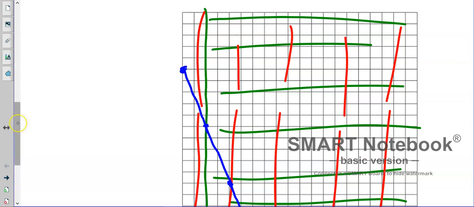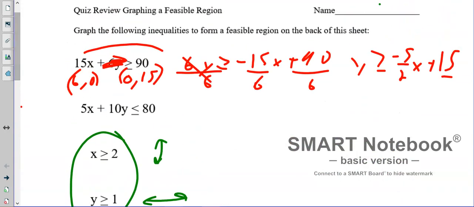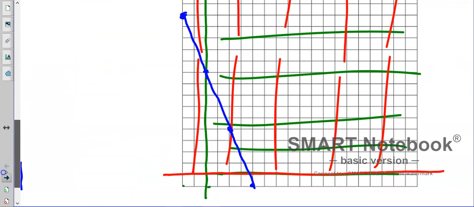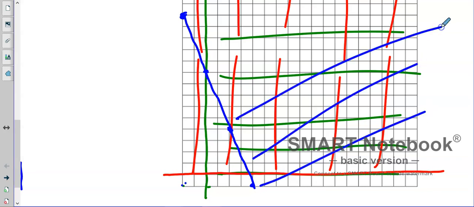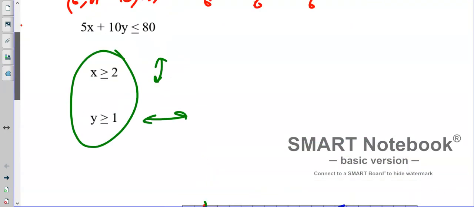All right. Now, I need to test to see which side of the line I'm shading on. So I'm just going to plug in 0 here and 0 here, which basically makes this 0 is greater than or equal to 90. Is that a true or false statement? Well, that's obviously false, which means I am not going to shade down here where 0, 0 is. I'm going to shade this way. So we can see now where our overlap area is right now, above the red, right of the green, right of the blue. And now we're going to do our last line.